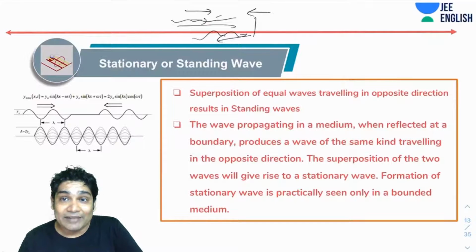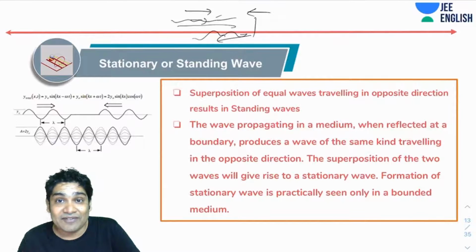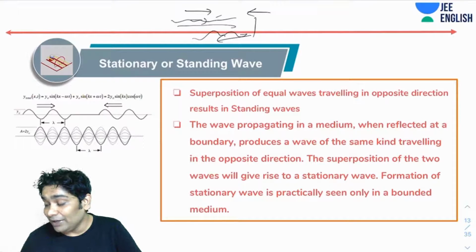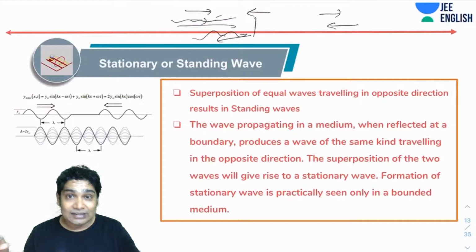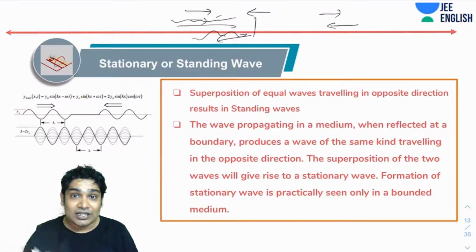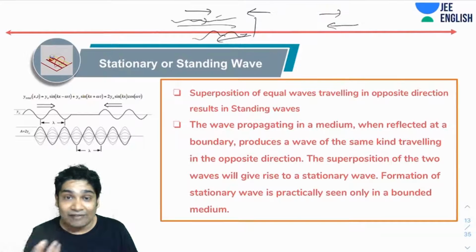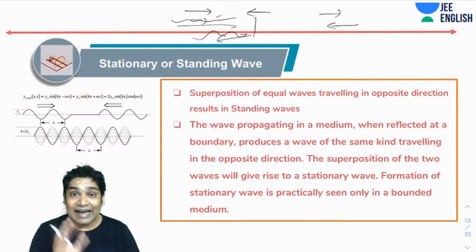Any wave propagating in a medium, when reflected at the boundary, produces another wave of the same kind traveling in the opposite direction. The superposition of these two waves gives rise to a stationary or standing wave. In the medium, one wave is trying to carry energy one way, the other reflected wave is trying to carry energy the other way, and since they are absolutely equal, there is no net energy transfer in any direction. That is why this is called a standing wave. The medium particles are vibrating and have energy, but they are not able to transfer that energy in any direction.